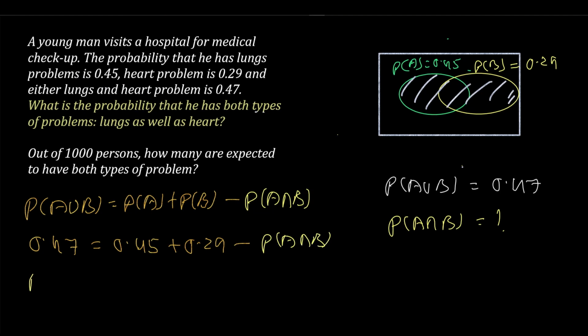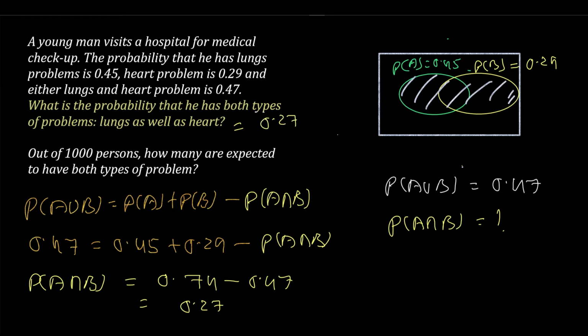Now what we can do is keep this P(A intersection B) on the left hand side on transposing. So we are going to add these two, right? 45 plus 29 should give you 0.74, and minus 0.47. So if I subtract 47 from here, it should give you 0.27. That's how we say that the probability in this case is 0.27.